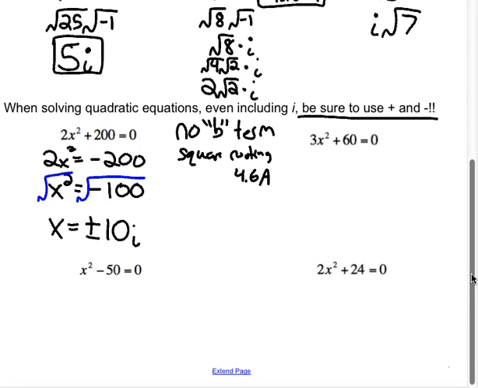This one over here, same thing. I don't have that b term, so all I have to do is get the x squared by itself. Subtract the 60 over, divide by 3. Now square root both sides.